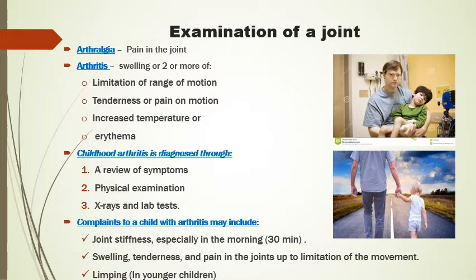To diagnose childhood arthritis, we must review all the symptoms, either local symptoms of the joint or systemic symptoms of all the body, and a thorough physical examination must be done. General and local examination of each system, and X-ray is ordered for the joint, and laboratory tests are ordered according to my provisional diagnosis based on symptom review and physical examination.